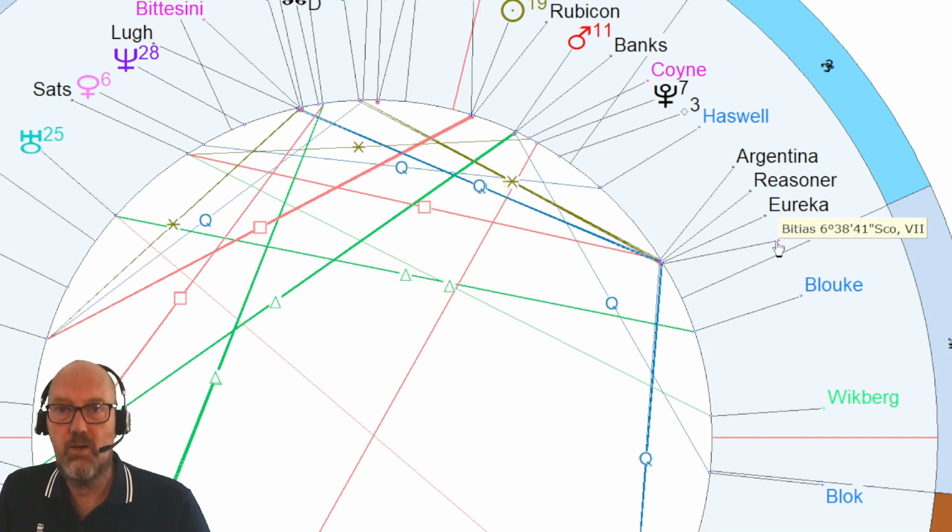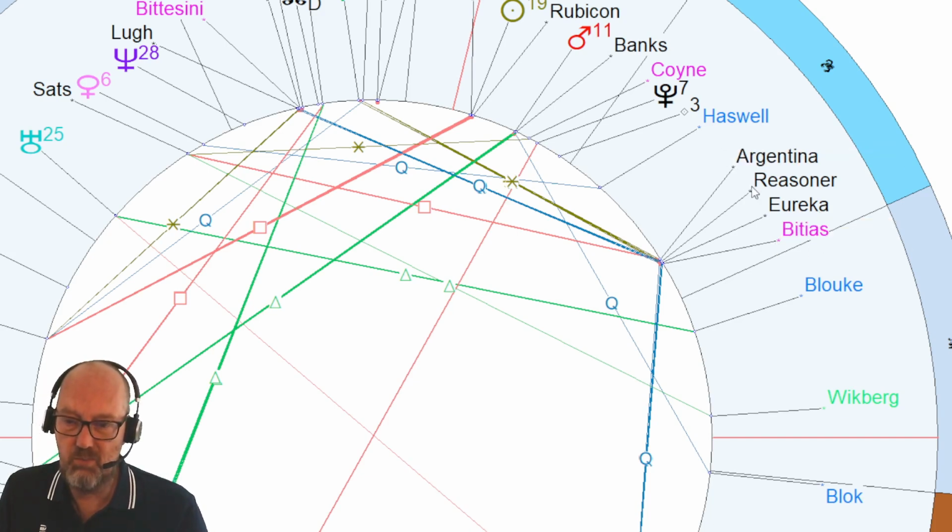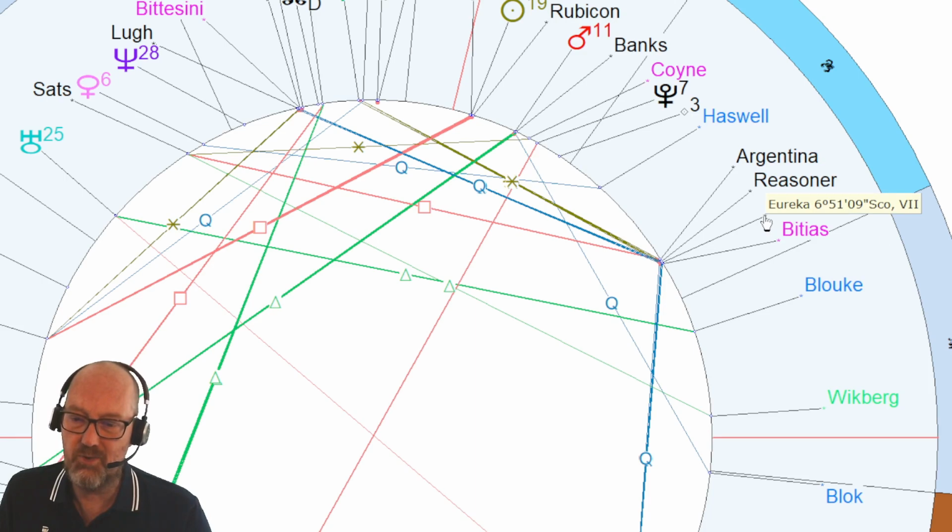The least spectacular placement of Bitcoin asteroid in this chart is for Bitias. It has some moderately interesting conjunctions with asteroids here. This one, Retina, can stand for silver. Reasoner is about doing smart stuff, and Eureka is, of course, about invention and the moment of invention, which is not quite accurate, but you can make the case that there is a relevant connection here.